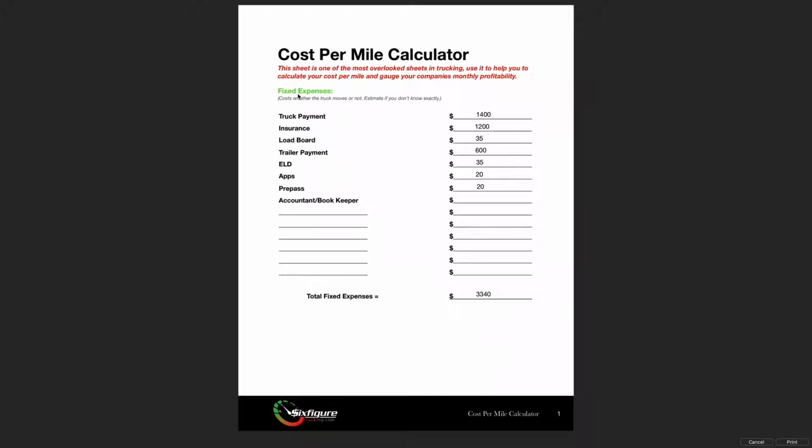So if you don't, all you gotta do is just get a blank sheet of paper and do the same. It's the same idea. Just write down in another column how much you're spending on these areas: truck payment, insurance, load board, etc. Once you get to the bottom, you add all that up. These are your total fixed expenses.